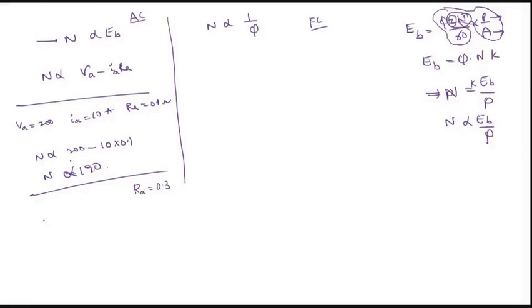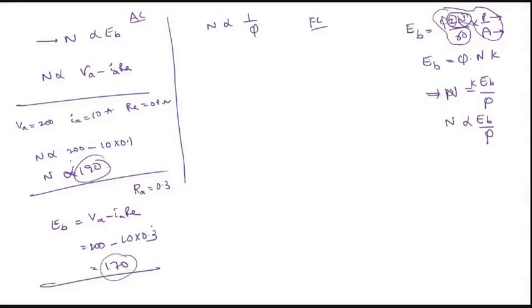If I increase it to 0.3, what is the EB equation? EB equals VA minus IA RA. VA equals 200, IA is 10, RA is 0.3. Then we'll get 170. Previously EB was 190, now EB is 170. So therefore, my conclusion is that by adding armature resistance, the back EMF will be reduced, due to which the speed is reduced. That's why it is called below rated speeds or armature control.